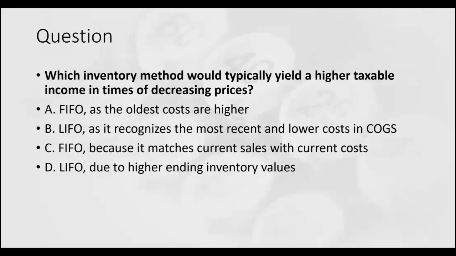All right, which inventory method would typically yield a higher taxable income in times of decreasing prices?